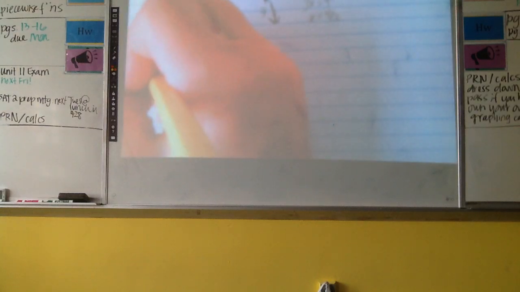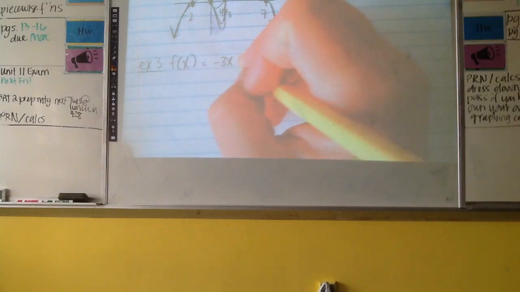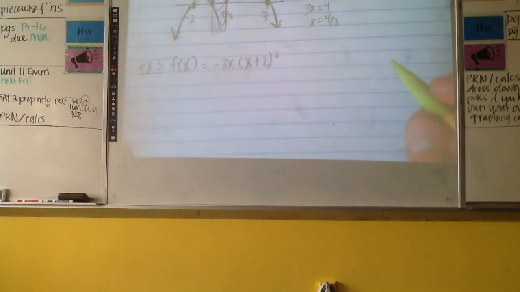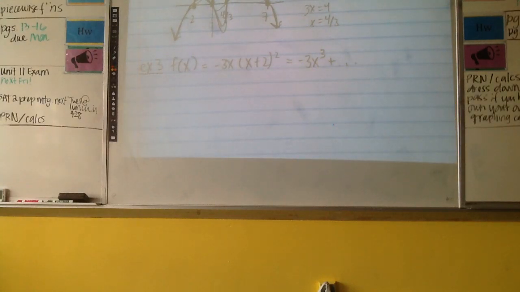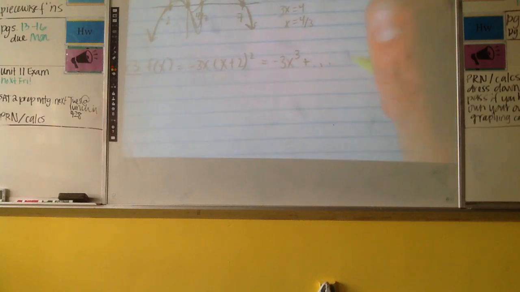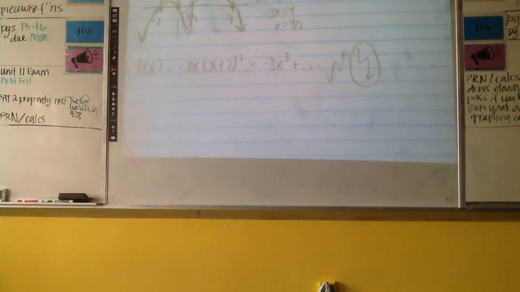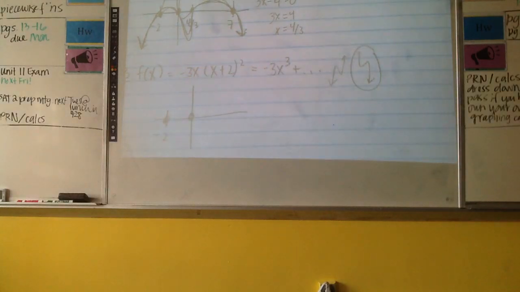Okay, example 3. What if f of x were negative 3x times x plus 2 squared? And here you get an x squared times negative 3x, that is negative 3x cubed, plus a bunch of other terms. Well, I know a cubic function could look like this or this. With a negative leading coefficient, it's got to look like this. I can see my roots are at 0 and negative 2. So to the left of negative 2, my function points up. To the right of 0, I've got to go down.